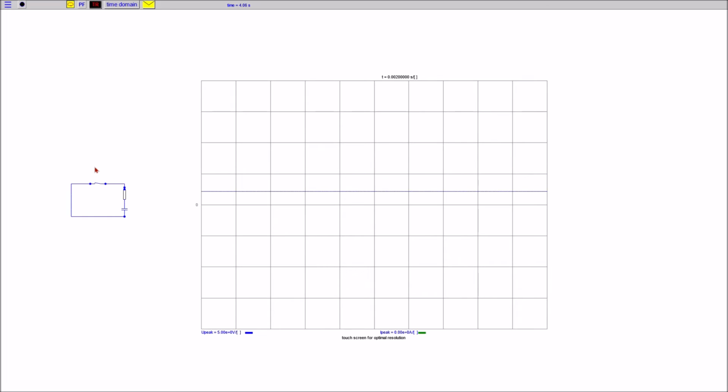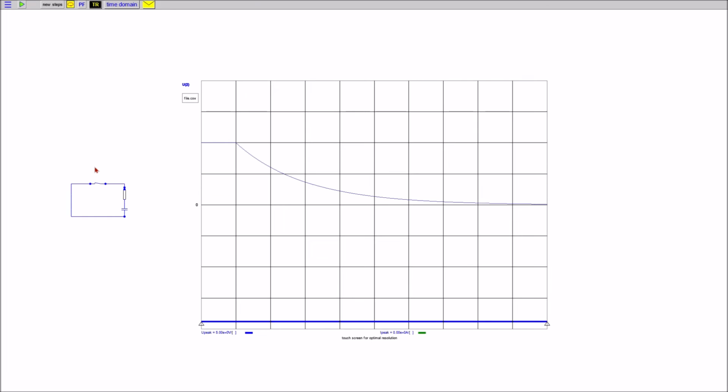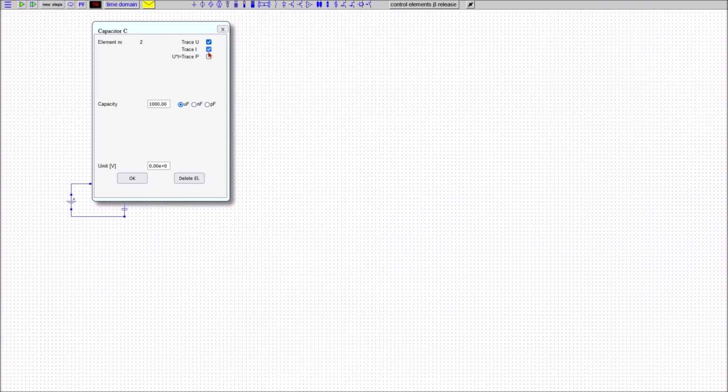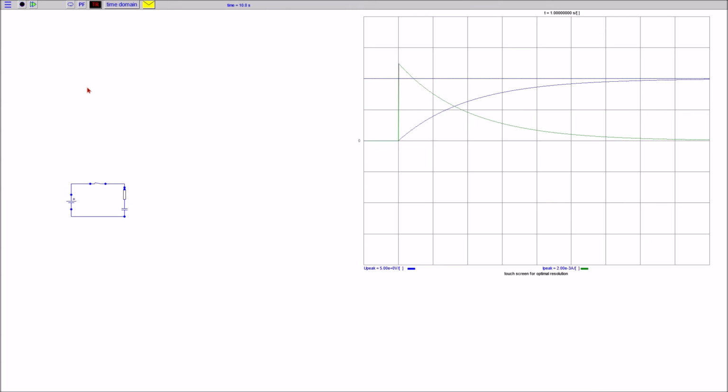The graphical evaluation of the time constant does not have to start at zero. The tangent can be set to any point of the curve. The result will always be the same. By the way, the charging current has the same time constant, of course, but with inverse sign, as demonstrated by the green current curve.